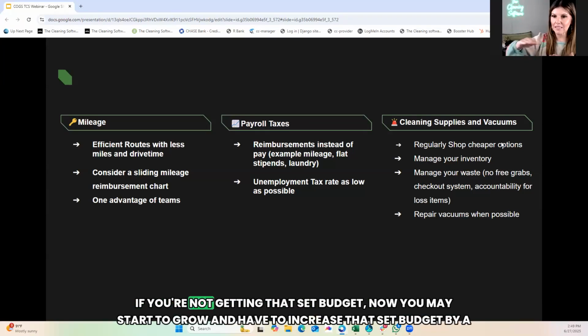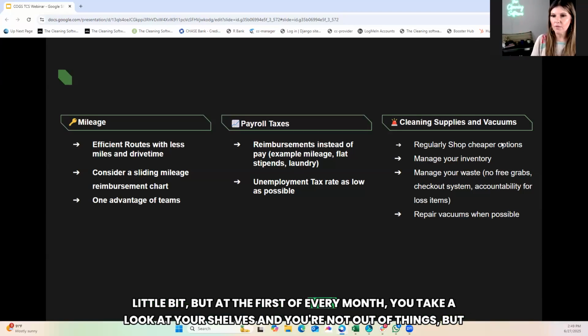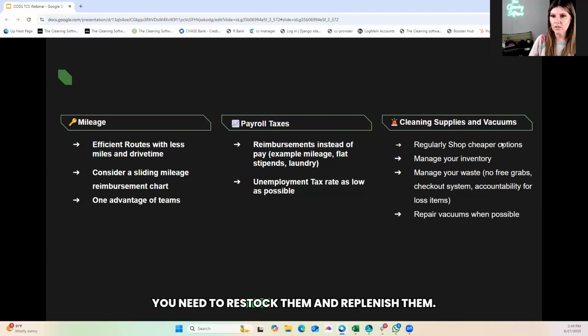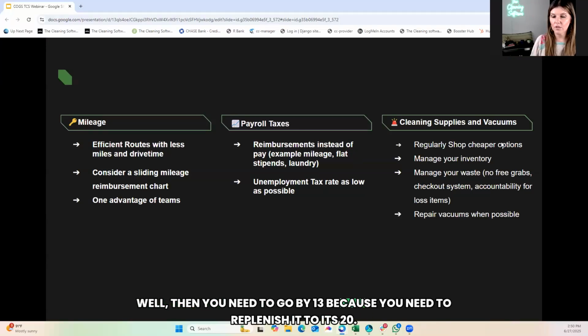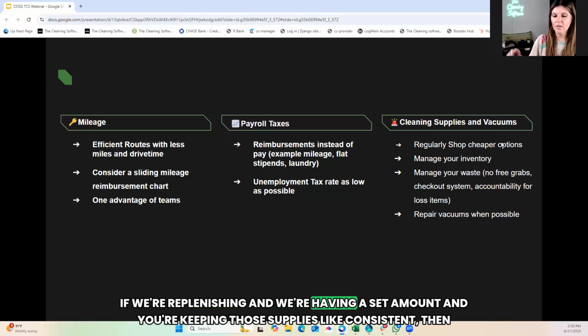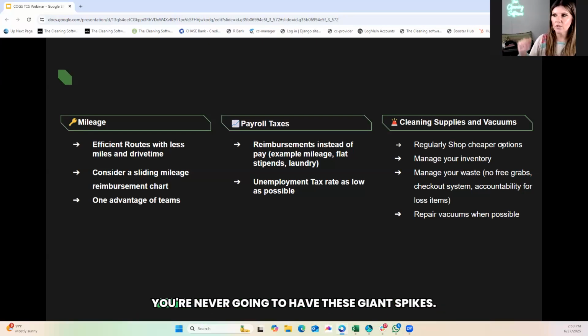Now you may start to grow and have to increase that set budget by a little bit. But at the first of every month, you take a look at your shelves and you're not out of things, but you need to restock and replenish them. Say if you keep 30 Dawns on hand at all times, it's the beginning of the month and it's inventory time and you've got 17 Dawns. Well, then you need to go buy 13 because you need to replenish it to 30. If we're replenishing and having a set amount and you're keeping those supplies consistent, then you're never going to have these giant spikes.